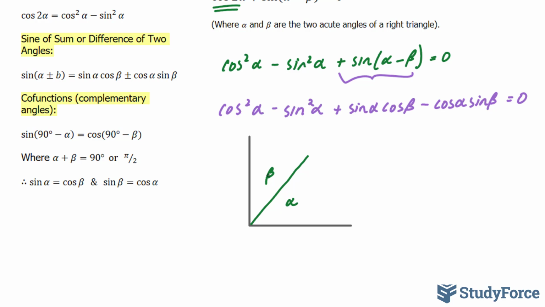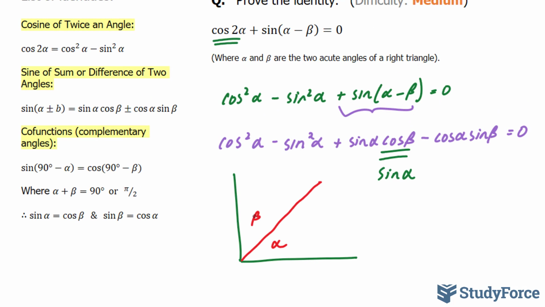That being said, we can use complementary angles identity, known as cofunctions, to change cosine beta into sine alpha. So this part can become sine alpha. We can also switch this sine beta into, according to this, cosine alpha. So I'm going to rewrite this expression with that in mind. Notice now we have sine alpha times sine alpha. That becomes sine squared alpha. And we have cosine alpha times cosine alpha. That also becomes cosine squared alpha.